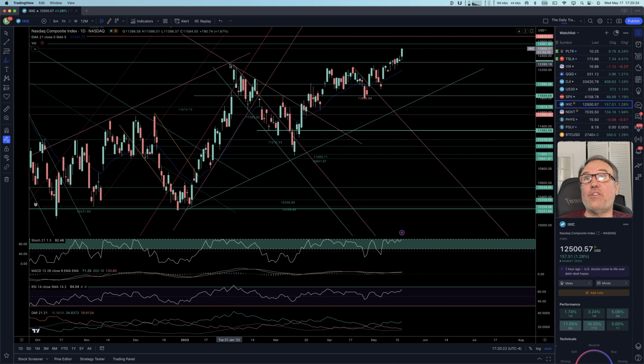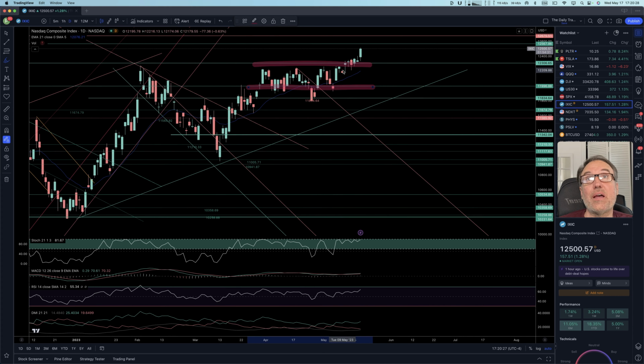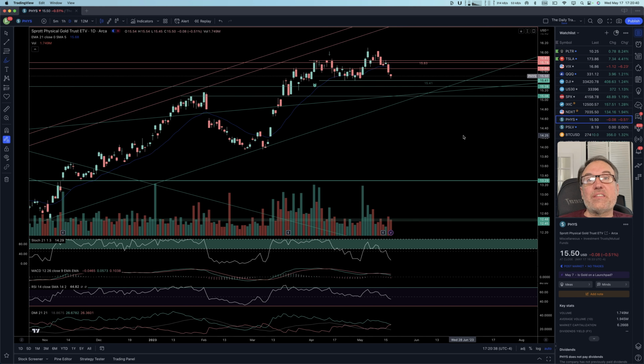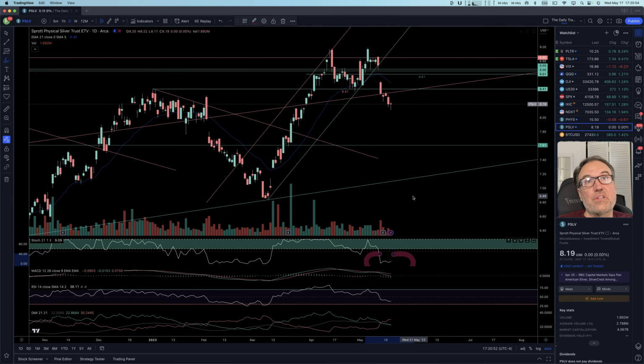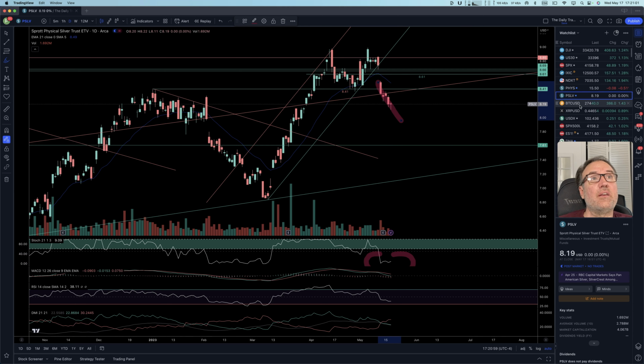Nasdaq Composite, we had the big congestion zone right here. The same principle happened. We broke it and then came below it. And then we tried again and succeeded that time, and we launched. Physical gold, we have no stochastics. This should be coasting down. Maybe it's going to get stopped by this support at 1541. Silver, there's no stochastic there. So the gas pedal is pretty much off, and this thing is just free falling.